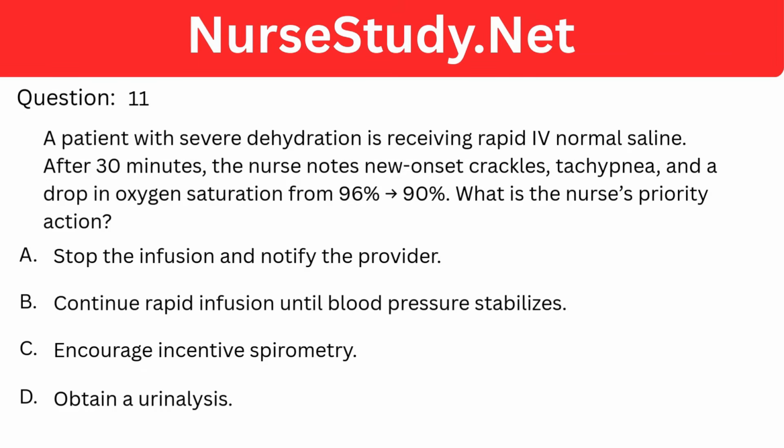Question 11. A patient with severe dehydration is receiving rapid IV normal saline. After 30 minutes, the nurse notes new onset crackles, tachypnea, and a drop in oxygen saturation from 96% to 90%. What is the nurse's priority action? A. Stop the infusion and notify the provider. B. Continue rapid infusion until blood pressure stabilizes. C. Encourage incentive spirometry. D. Obtain a urinalysis.